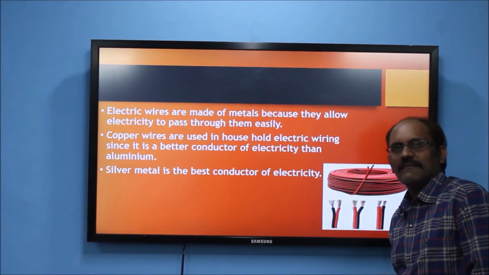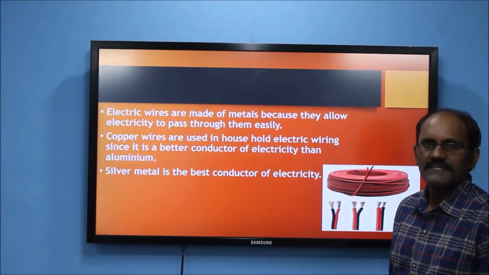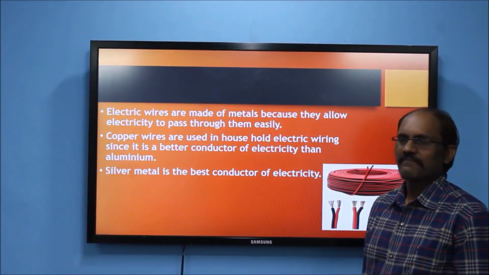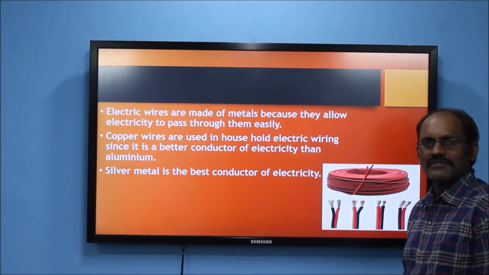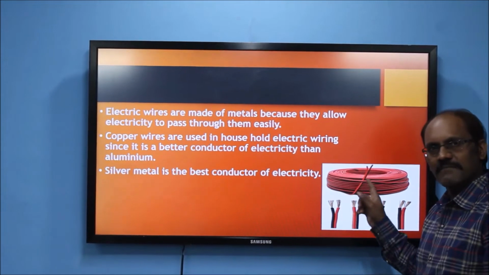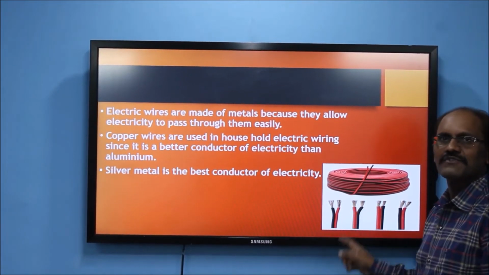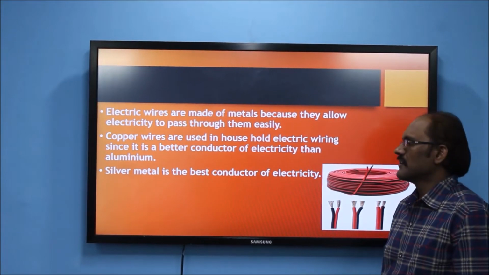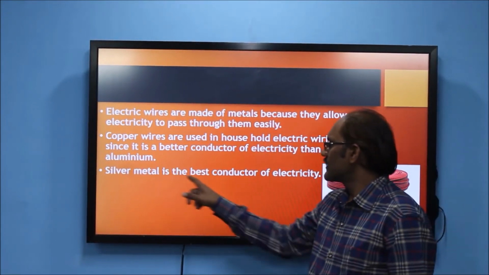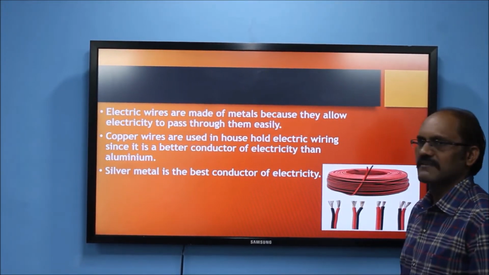As I said, metals are good conductors of electricity. That is why copper wires are used, because copper is a metal and it is used for making electrical wires in the houses. Silver is the best conductor of electricity.